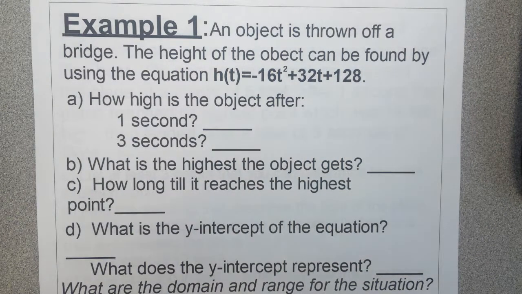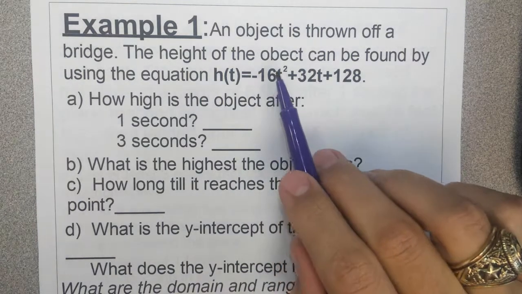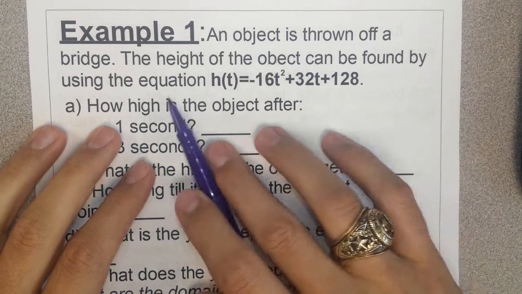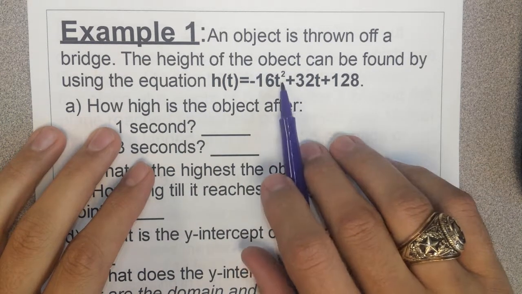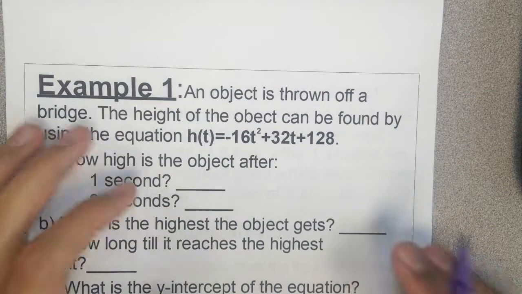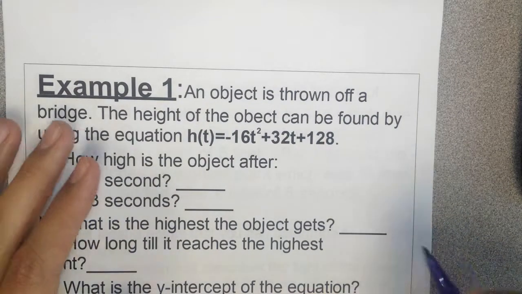Alright, this is our first real-world example using our quadratics. Our situation is very simple. An object is thrown off a bridge. The height of the object can be found using this equation. And we're going to answer these questions. I'm going to draw a little picture so we can see what's actually happening here.